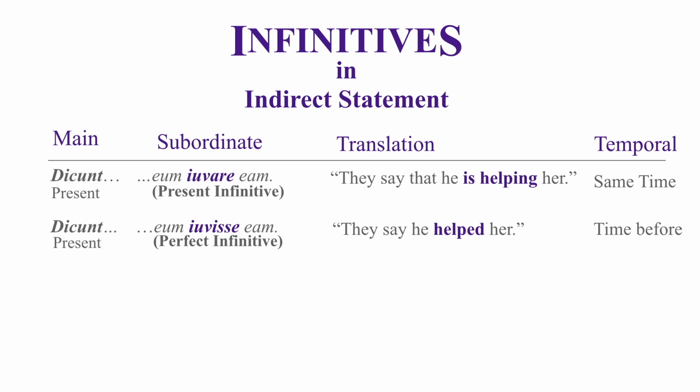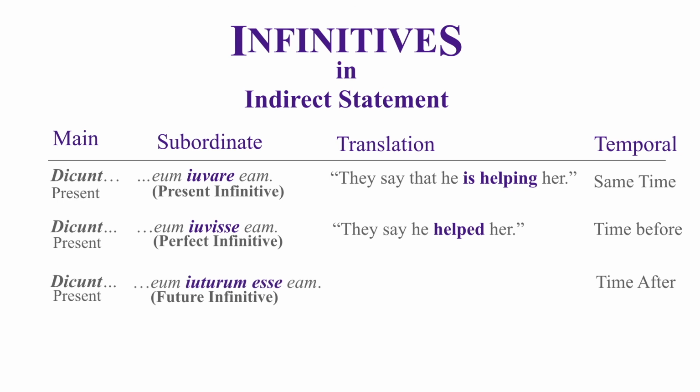Finally, if you have dicunt in your main clause and you wish to indicate time after in your subordinate, you may choose the future infinitive, here iuturum esse. Dicunt eum iuturum esse eam. They say he will help her.